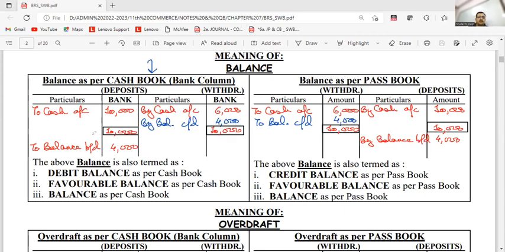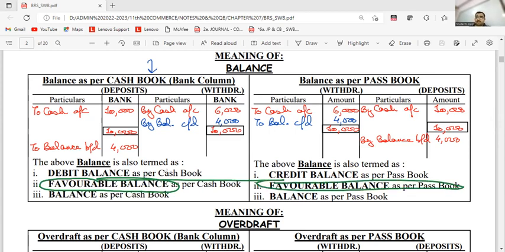Now it is very easy. So if brought down is on the debit side, we'll title it as what? Debit balance or credit balance? Debit. And if brought down is on the credit side, we'll call it as what? Very good. We deposited 10 and took out only 6. Do we have our money in the account or have we taken excess? We have. So it is called, children, favorable balance.